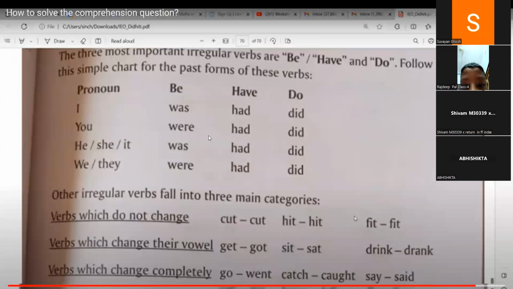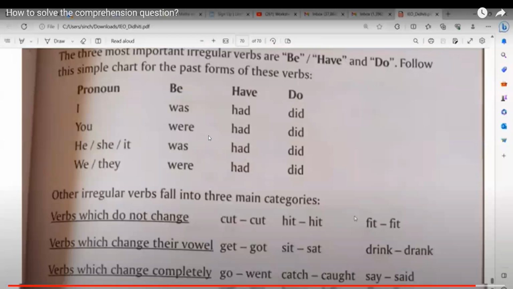You had a doll. You had a dog. Very good, excellent, Rajdeep. Shivam, can you tell me a sentence with you and had? You had an doll. It will not be an doll, it will be a doll. Very good. You had a doll.